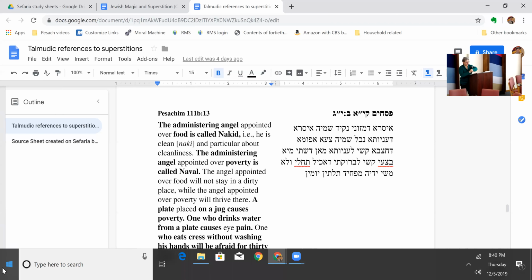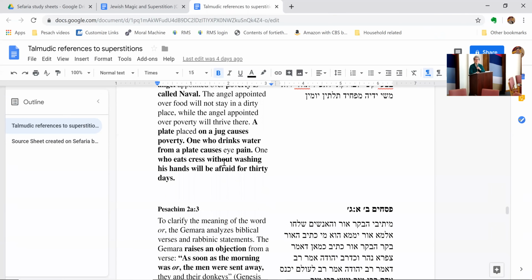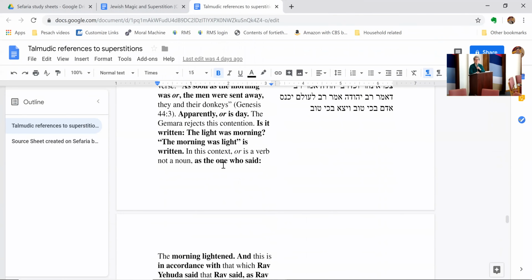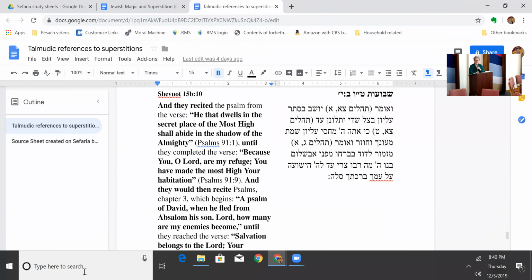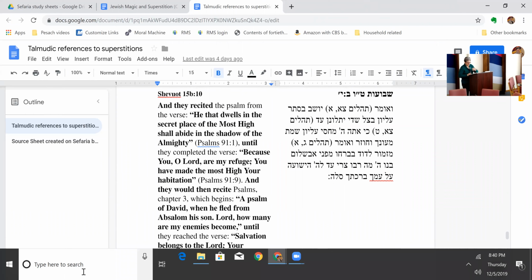Okay. About 20 minutes. What I want to do is, let's go to Shavuot 15b. Jump a little bit. Okay. No, it's just that's attractive. Right, exactly.